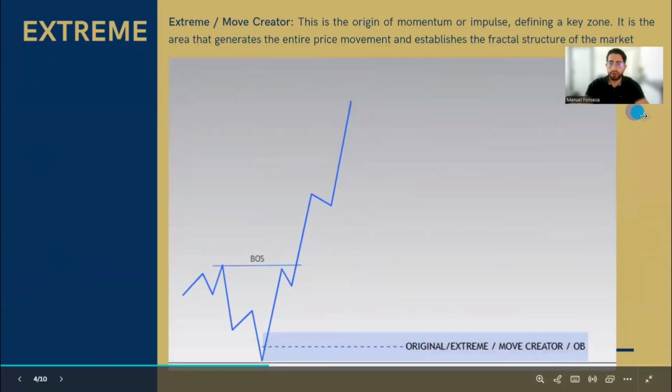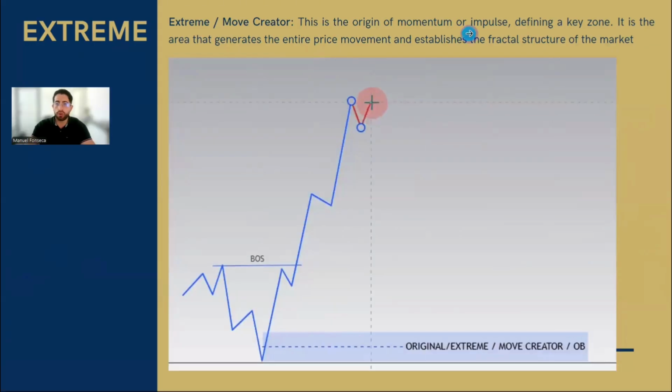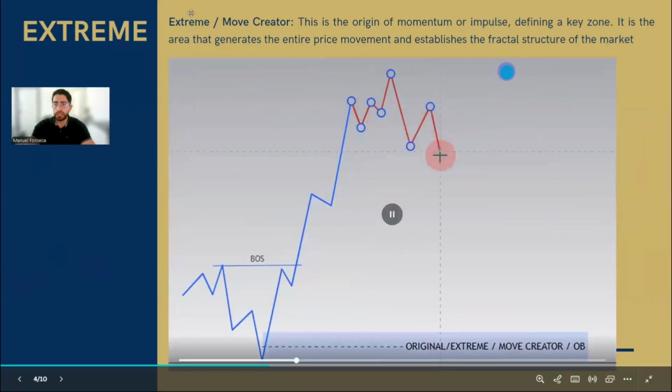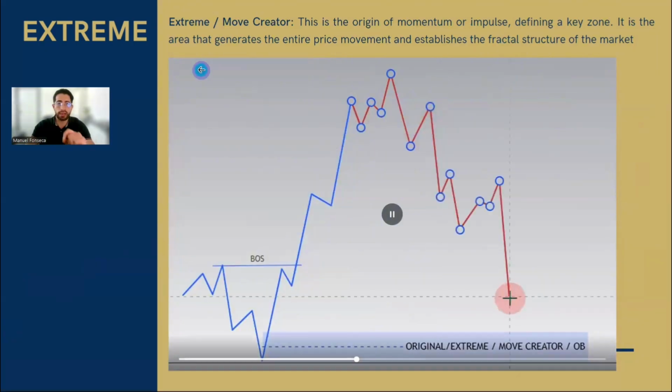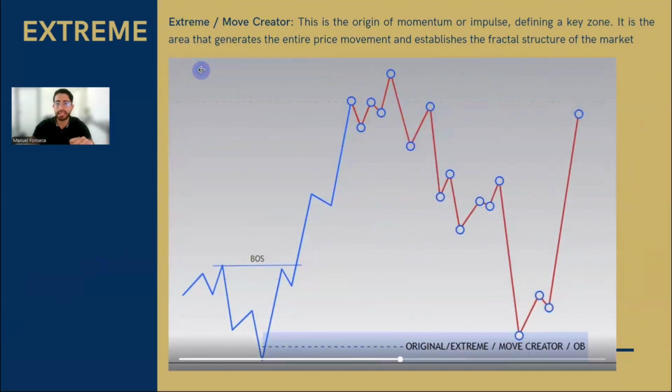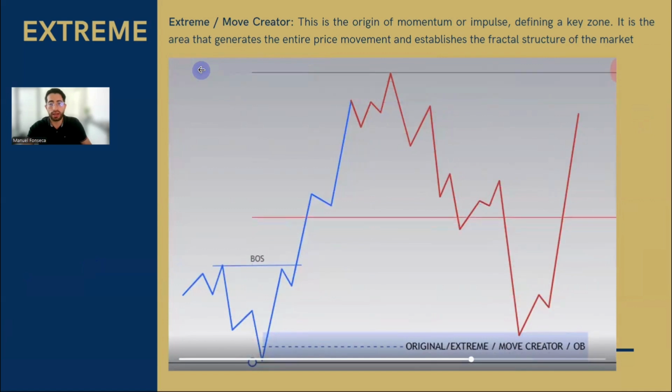The extreme of the move creator is the origin of the move, of the momentum or the impulse. So it is defined as a key zone, the area that generates the entire price movement and establishes the fractal structure of the market. And this is a more theoretical explanation.